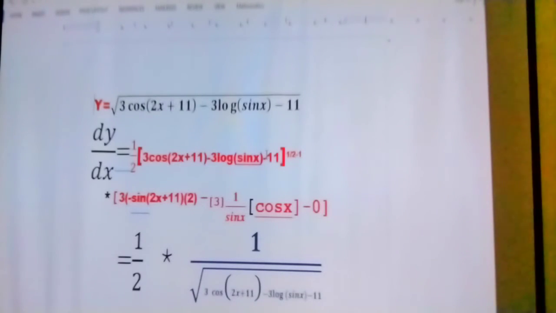What is the rule for differentiating an algebraic function? Differential of power into differential of base. What is the power? The whole expression is raised to the power half. What is the differential of power? The derivative of x power n is n x power n minus 1. That's why half into (3 cos(2x+11) minus 3 log sin x minus 11) power half minus 1.